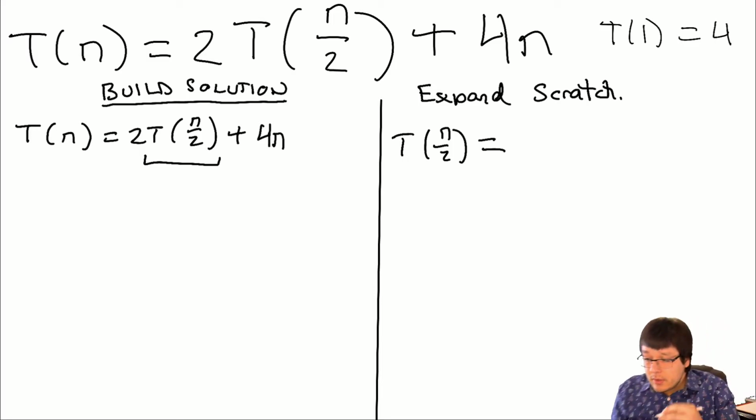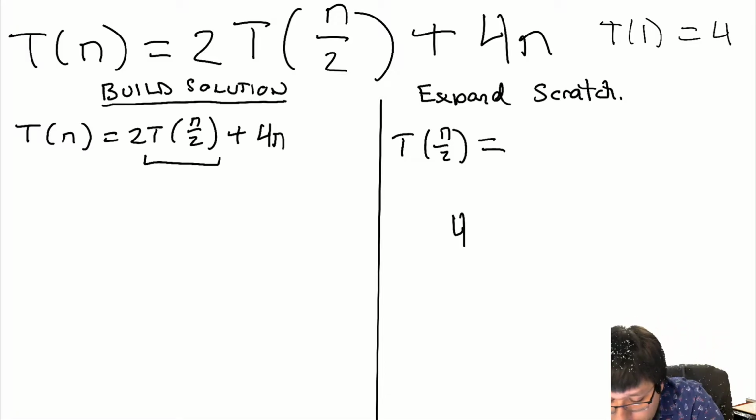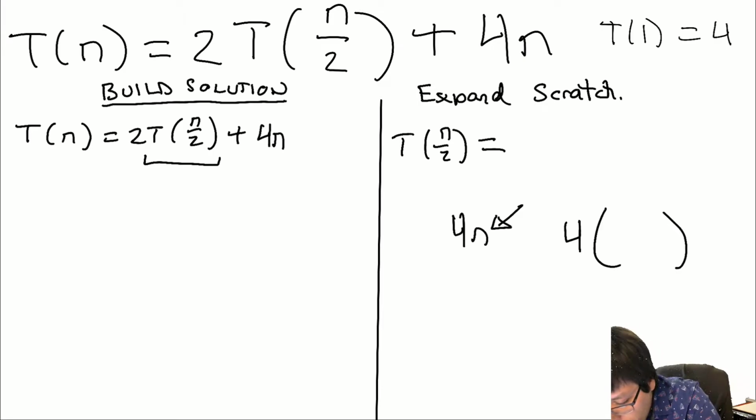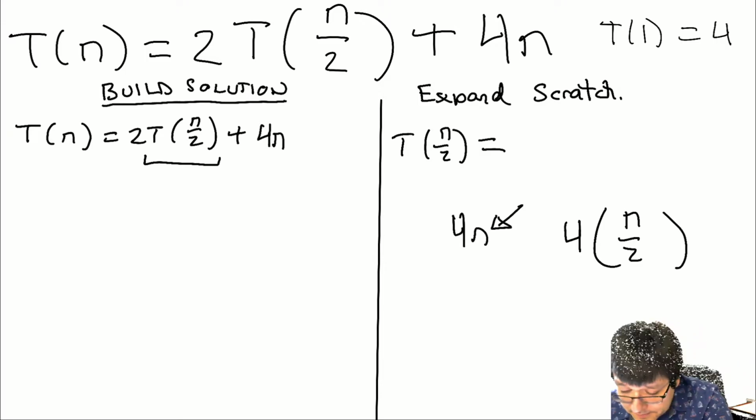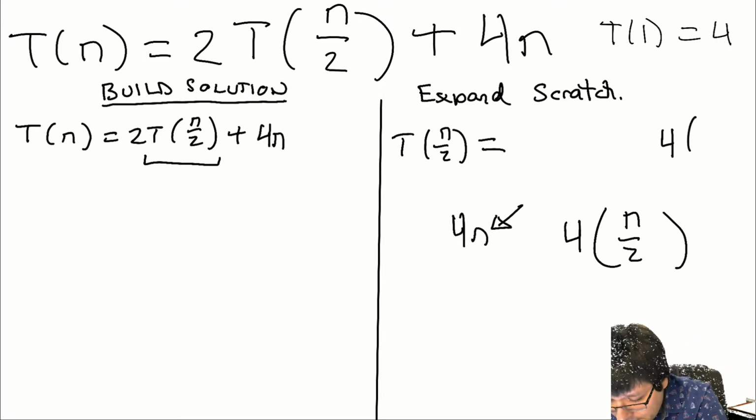Let's do the 4n part first because it's a little more obvious there. What I need to do with the 4n is replace that n with an n divided by 2. So 4, and then n divided by 2. That's it. Quote unquote easy. At least we got that part done.